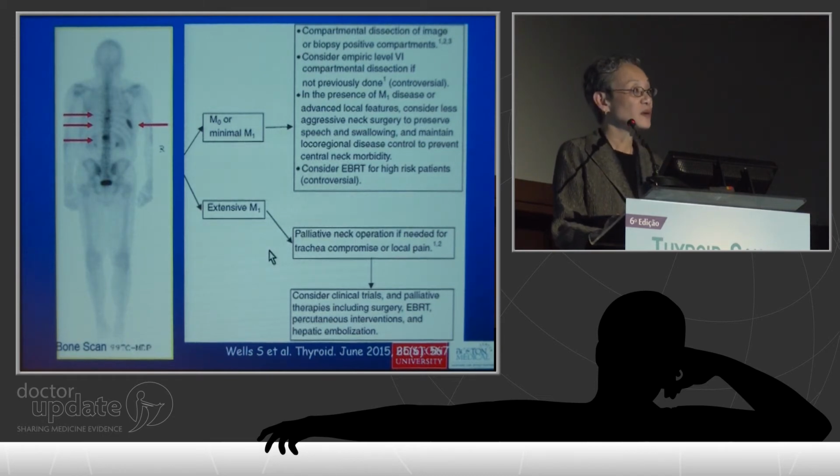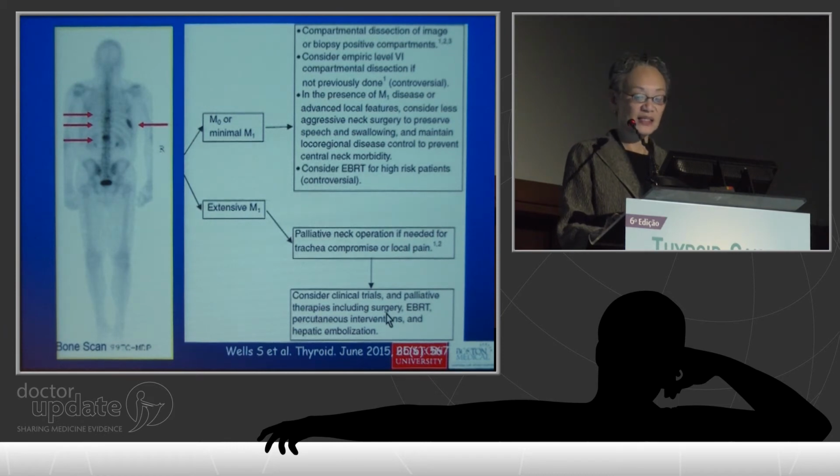If you have a lot of M1 disease, then you again consider doing palliative surgery just to make sure that there's no compression of the trachea or invasion of the trachea. And then that's the point where you start thinking about clinical trials or tyrosine kinase inhibitors. You think about local ways to manage the disease, so radiation therapy if there is a spine metastasis or a hip metastasis.